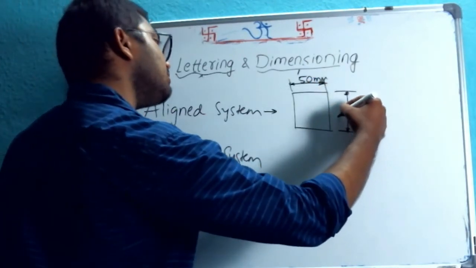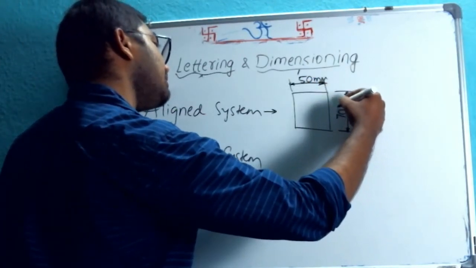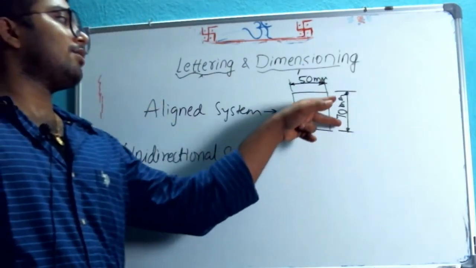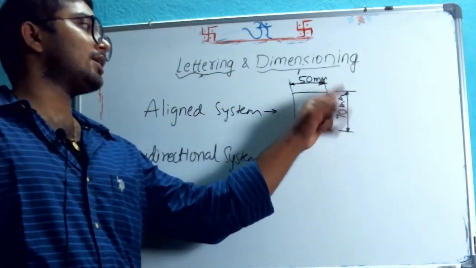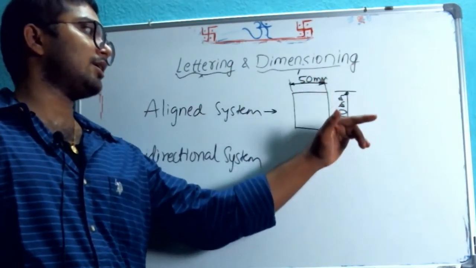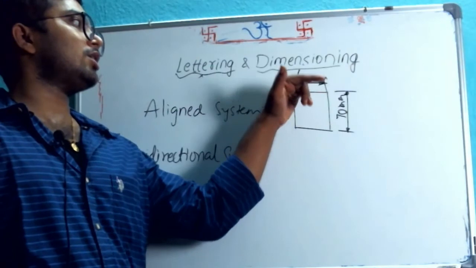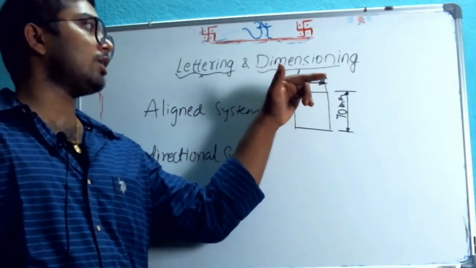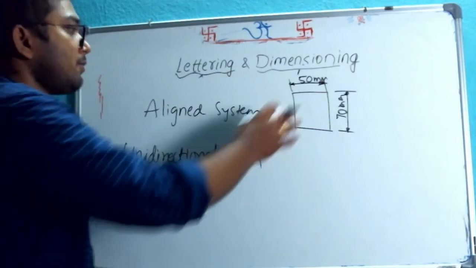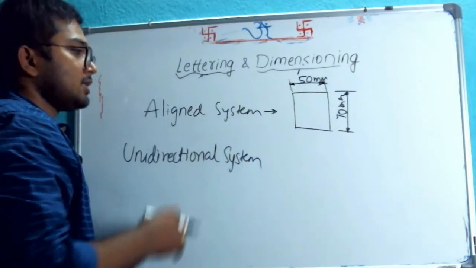So this is 70 mm. Observe here, this particular one is not cutting the dimension line, it is apart, away from the dimension line. Here also it is above the dimension line but not touching the dimension line, it should not touch. Such a system we call the aligned system.